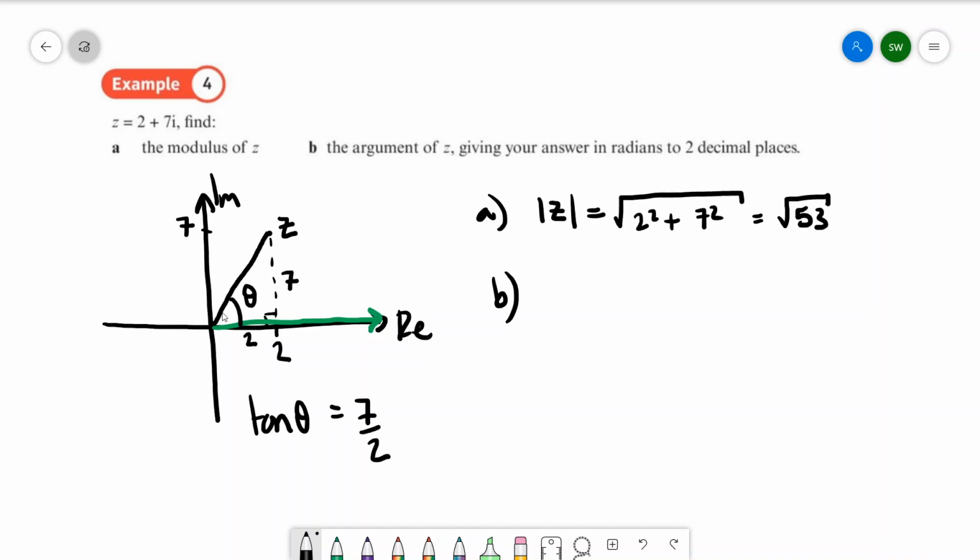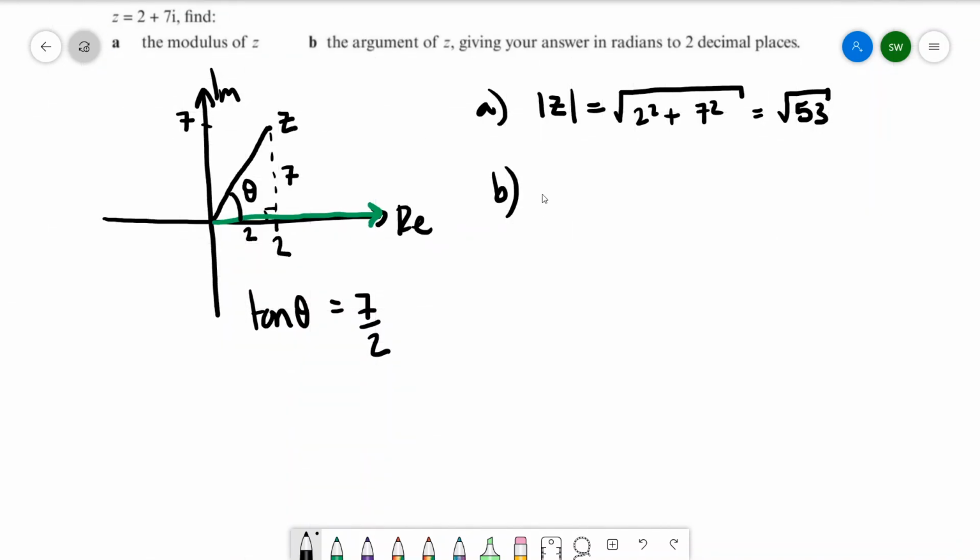So 7 over 2. And then we're asked for our answer to 2 decimal places, and we're always going to use radians. So even if the question didn't say radians, you're going to use radians. And if you work that out, you get the argument of z equals 1.29. And what we mean by that is plus 1.29. You don't need to write the plus. But that means that we're going to turn in the anti-clockwise direction, because that is the positive direction.